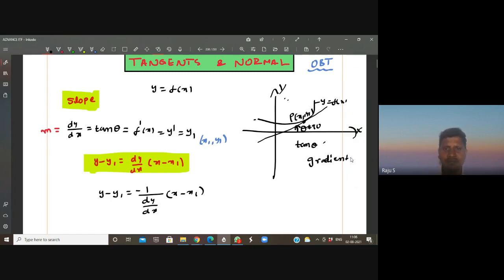What is the another name of slope? Gradient of the curve. So tan theta is given by m, m is nothing but dy by dx. Either we can write tan theta when theta is given, just you can find tan theta. If theta is not given, but a particular point is given, x1, y1, the equation of the curve is given, and the point is given, then find dy by dx. Substitute the point x1, y1. Is it clear, students?